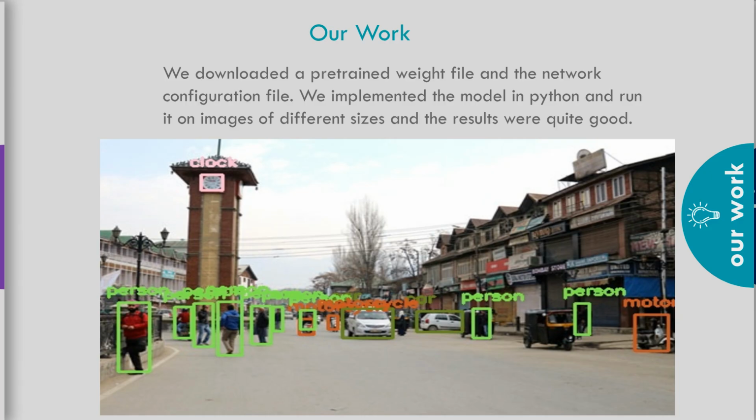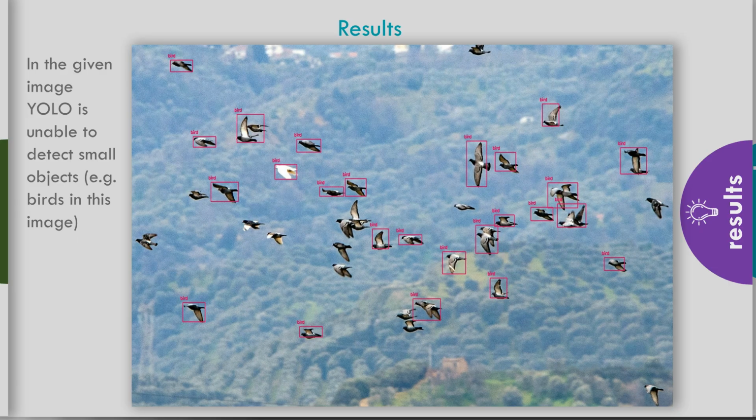For our work, we downloaded a pre-trained weight file and the network configuration file. We implemented the model in Python and ran it on images of different sizes with quite good results. However, one result we observed is that Yolo sometimes struggles to detect small objects, such as birds in this example image.